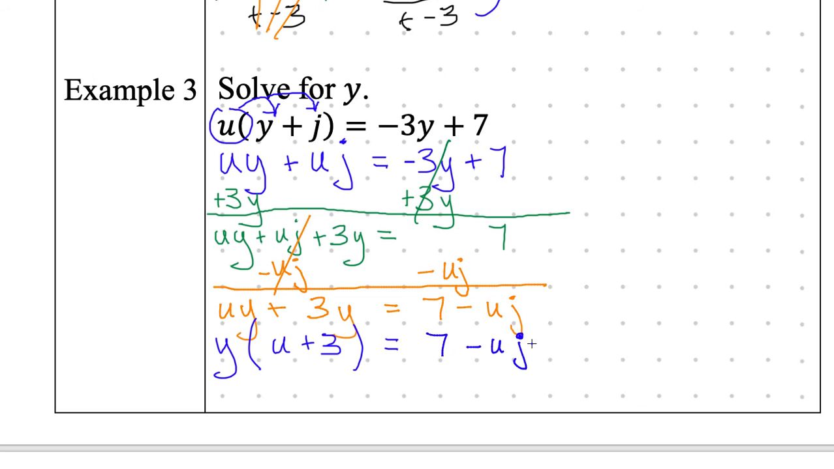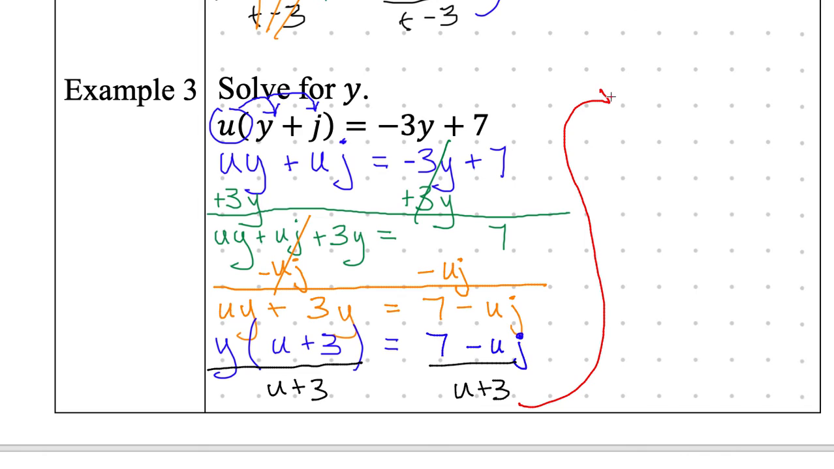Yes, thank you, Charles. All right, what is our final step? That really hard, tricky step. Kira? You divide everything by u plus 3. There it is. Divide everything by u plus 3. And we ran out of room, so I'm going to come and do it up here. Scribble that guy out. What is our answer, Kira? y equals 7 minus uj over u plus 3. There it is. And box it.